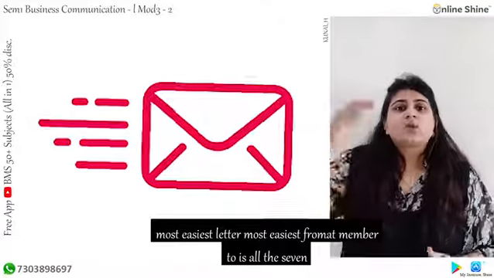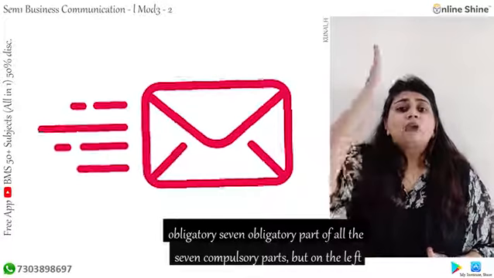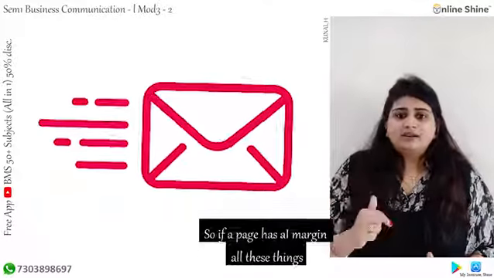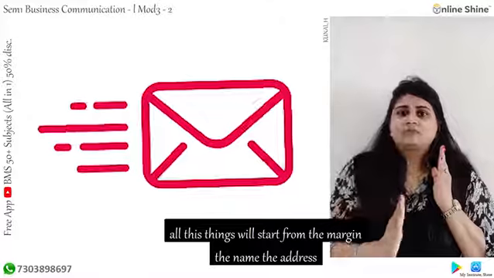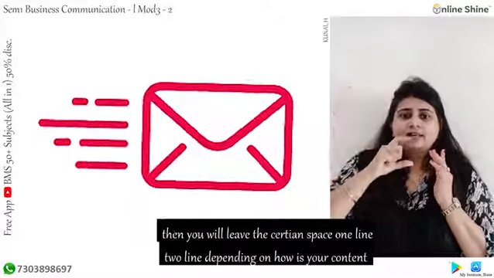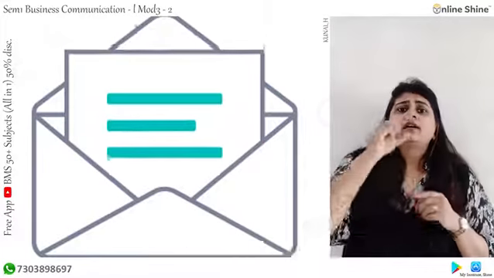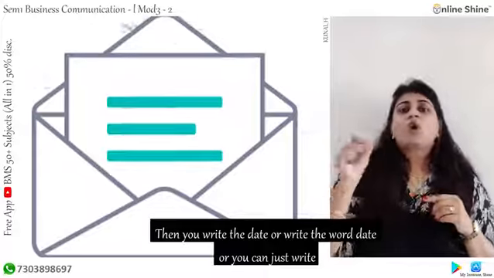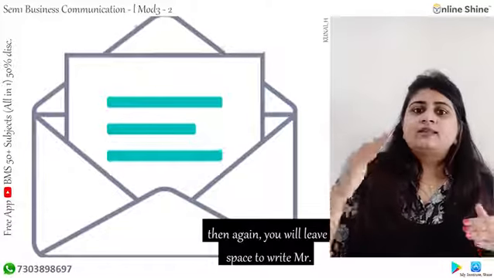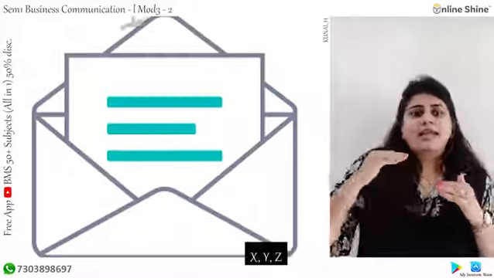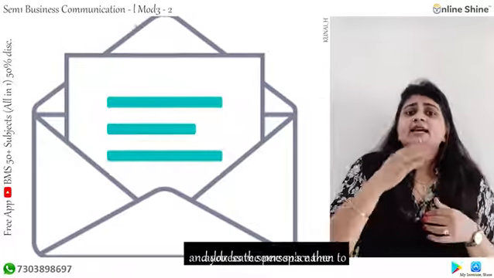Now full block layout is the easiest format to remember. All these 7 compulsory parts are on the left hand side of the letter. So if a page has a margin, all these things will start from the margin. The name, the address, then you leave a certain space, 1 line, 2 lines, depending on how big your content is. Then you write the date, you write the word date, or you can just write January 1, 2021. Then again you leave space, you write Mr. XYZ, to whom the letter is addressed. That's the inside address, the receiver's address, the person's name.